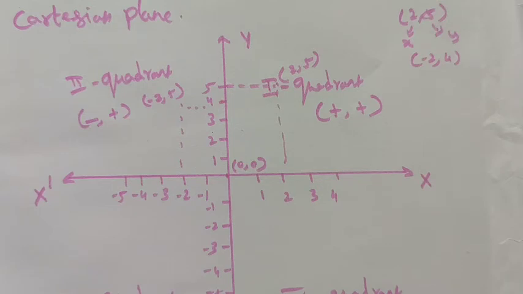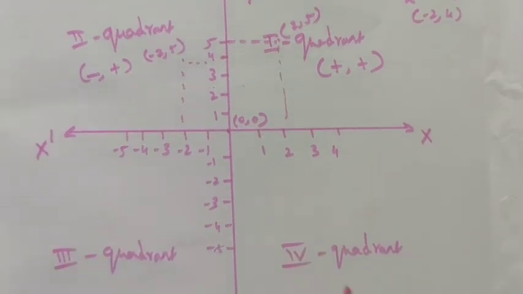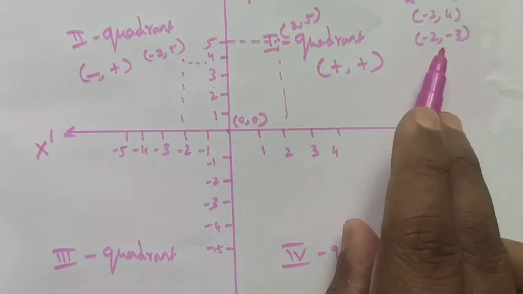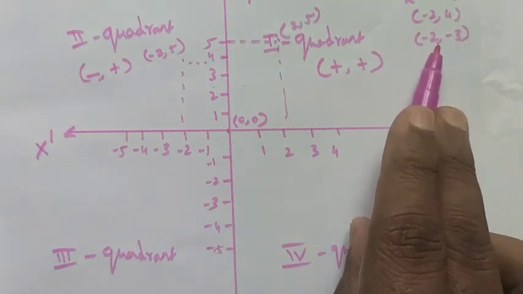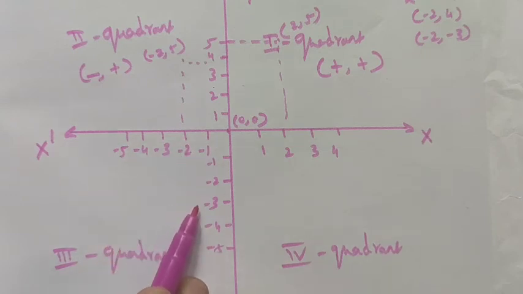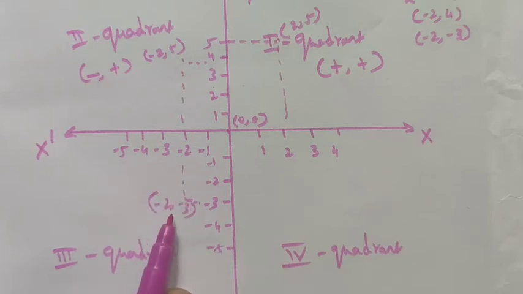In the third quadrant we have both negative values. It is taken as minus 2 comma minus 3. Both the x value and y value are negative. So x minus 2 is here and y minus 3 is here. This is the position of the point minus 2 comma minus 3, located in the third quadrant, so minus minus.